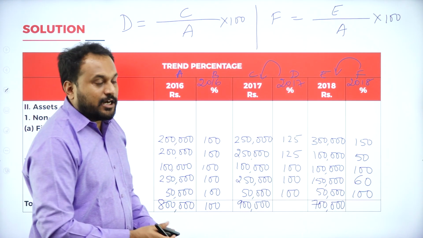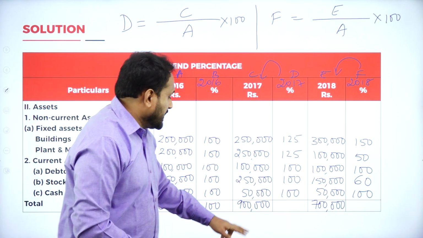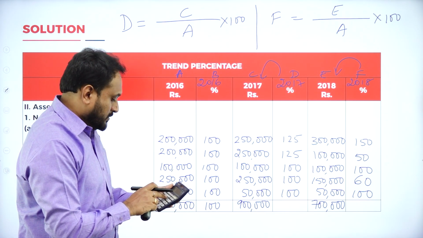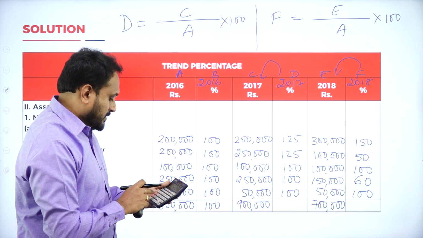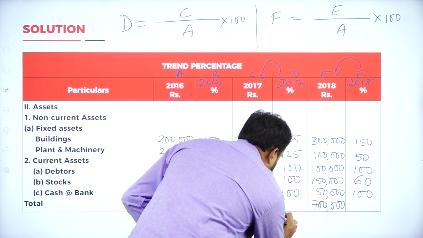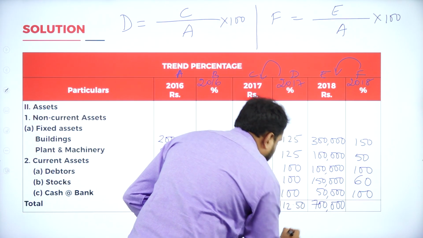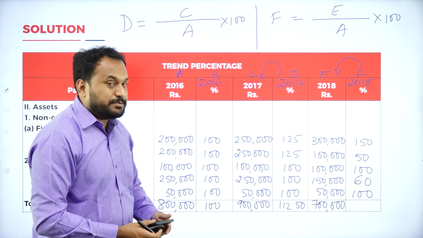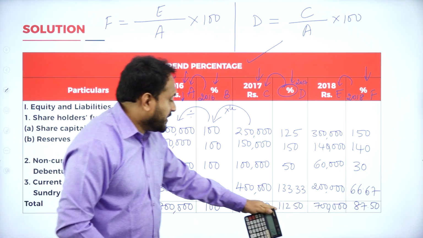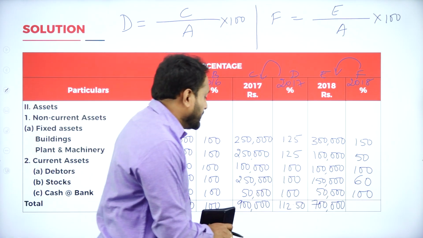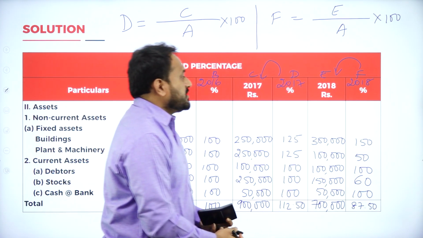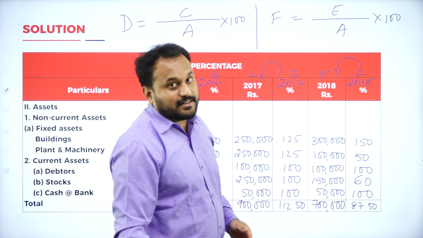Now how to find out this one is 9 lakh into 100 divided by 8 lakh. So 112.5. So 112.50. How to find out again? I'll tell you. Smart way. We have already found out. So it is 112.50. This is 87.50. So here it is 87.50. This is what the calculation of trend analysis is.